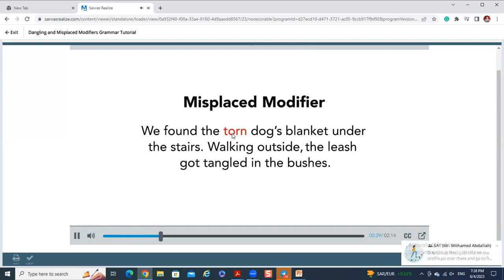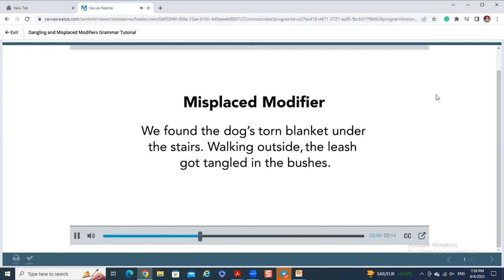A word, phrase, or clause acting as a modifier, such as torn, must be correctly placed near the word it modifies, which is blanket, not dogs. So what I meant to say was, we found the dog's torn blanket under the stairs. That's better. But the second sentence still doesn't make sense.